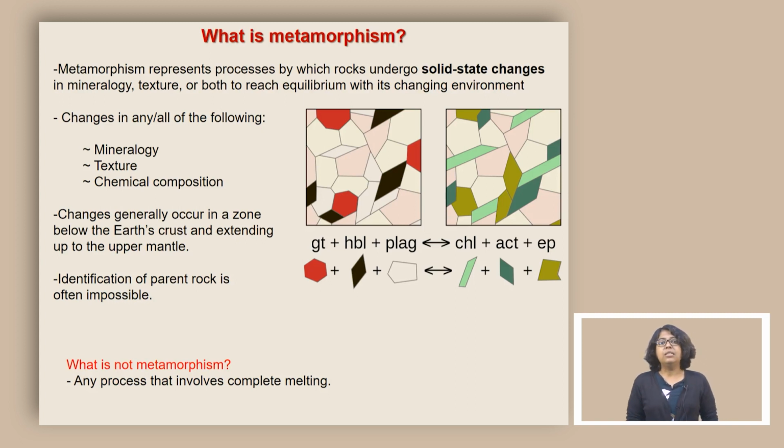And these changes generally occur in a zone below the Earth's crust and extending up to upper mantle. Beyond that, often it starts to have a complete melting, hence it will be a part of the igneous processes and not really metamorphic processes.